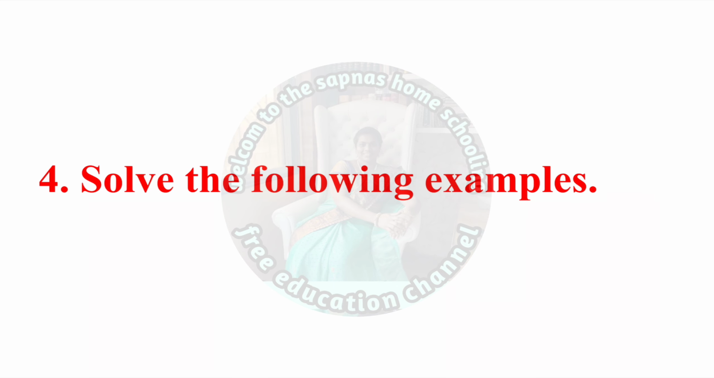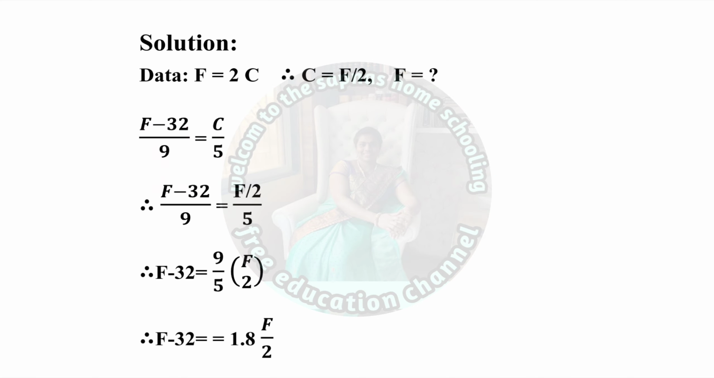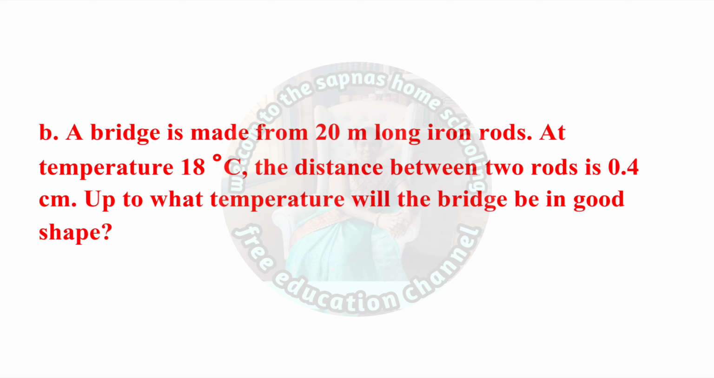Question 4. Solve the following examples. What must be the temperature in Fahrenheit so that it will be twice its value in Celsius? Question B. A bridge is made from 20-meter long iron rods at temperature of 18 degrees Celsius. The distance between two rods is 0.4 centimeter. Up to what temperature will the bridge be in good shape?